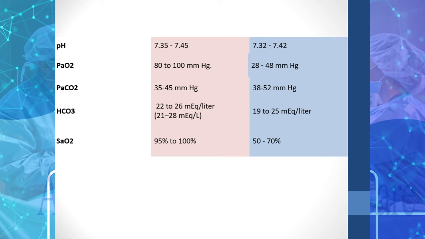This is a comparison between the ABG taken from the artery and taken from the vein in a patient on room air. These numbers are not valid for any patient taking supplemental oxygen, even with a nasal cannula.